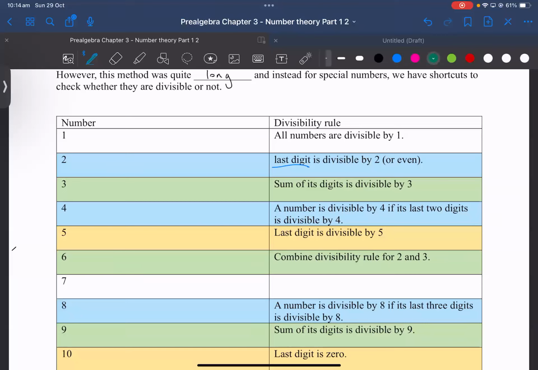And for 3, to check if it's divisible, you add up all the digits. For example, 765. We would add up 7 plus 6 plus 5. That's 18. See if it's divisible by 3. Is 18 divisible by 3? Yeah. Because of that, 765 is also divisible by 3. Does that make sense? We'll go through this more in depth later as well, but for now, just get a sense of what it means.